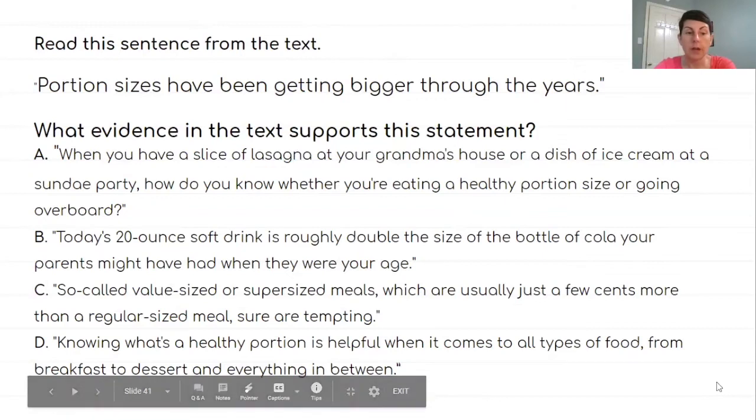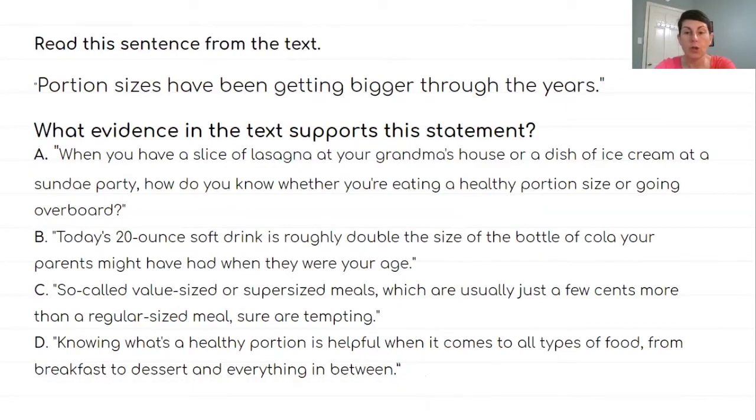C, so-called value-sized or supersized meals, which are usually just a few cents more than a regular-sized meal, sure are tempting. Although that's true, it doesn't support the idea that portion sizes have been getting bigger. And D, knowing what a healthy portion is helpful when it comes to all types of food, from breakfast to dessert and everything in between. I agree with that statement, but it also doesn't support the idea that portion sizes have been getting bigger. So if I look at A, B, C, or D, which one do you think it is? You're right, B is the correct answer.